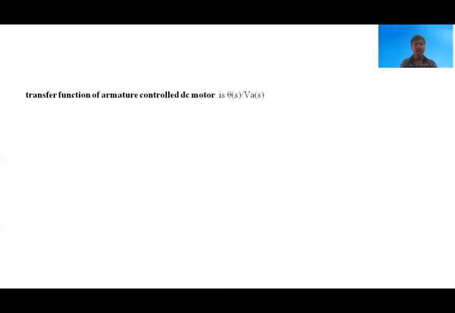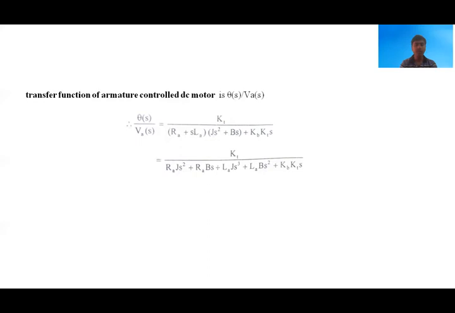Therefore, to get the transfer function of the armature controlled DC motor, we need to have the ratio of theta of s to Va of s. Therefore, after arranging the last equation into theta of s by Va of s, we'll get Kt by Ra plus s La into Js square plus Bs plus Kb Kt s, that is equal to Kt by Ra J s square plus Ra B s plus La J s cube plus La B s square plus Kb Kt s.